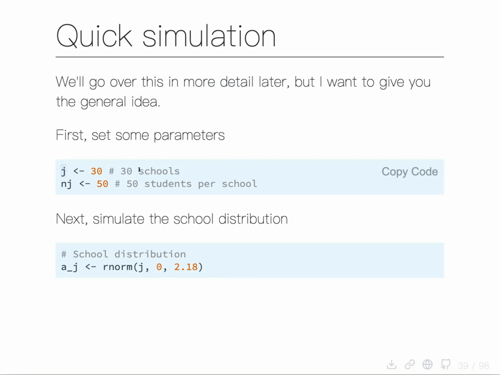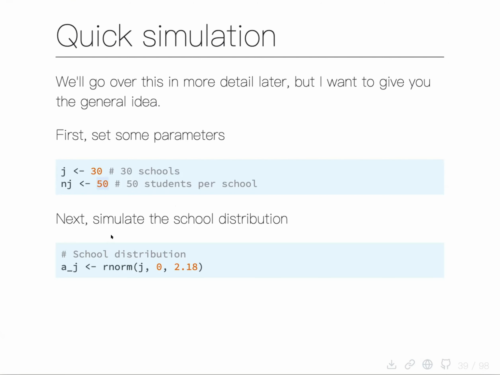I'm saying J, which is the number of schools, is going to be 30. And then I'm saying n_j, which is the number of students per school, is equal to 50. And I could make this more complicated, so I have a varying number of students per school or whatever. But just for making this as simple as possible to start, I'm going to just say, okay, I want the same number of students per school.